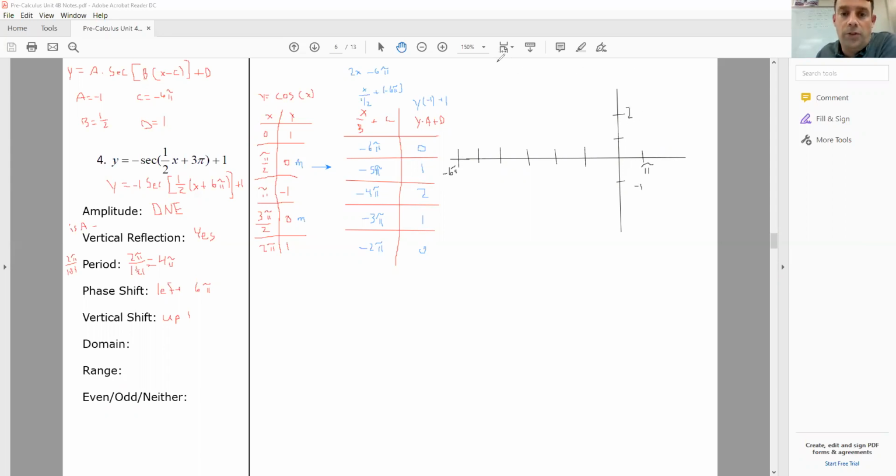All right, let's graph the dumb thing. And again, for my cosine, I'm going to use really small points because this is not the actual graph I'm graphing. I'm graphing secant. I'm just using cosine to help me out. So secant would look like this.